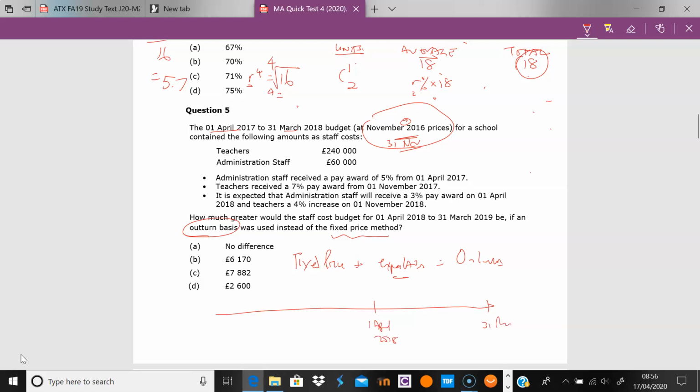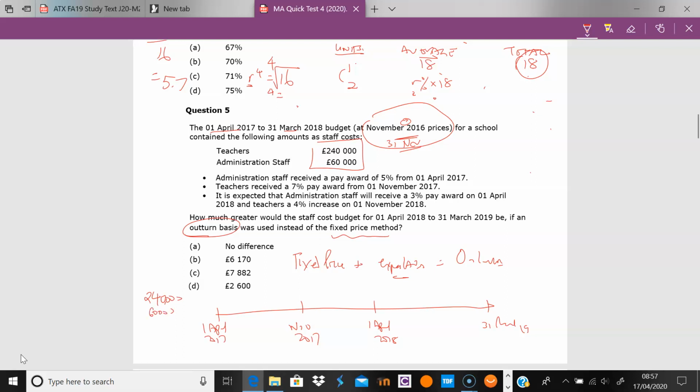So the question here is that if we're setting the budget for the 1st of April 2018 to 31st of March 2019, we're meeting in November 2017. So the question we should be asking ourselves is, what do we know at November 2017? Well, we know that you had set these budgets at November 2016, and since then, when you had that meeting, you gave a pay award on the 1st of April 2017. So I will factor that in. I know that now, so I know that inflation will carry forward. So I will have my teacher's budget. Remember, these are all incremental budgets, by the way.